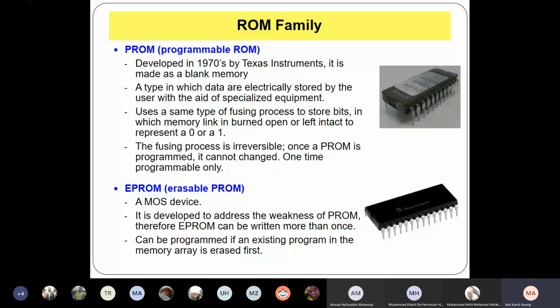It uses the same type of fusing process to store bits, in which memory links are burnt open or left intact to represent ones or zeros. The fusing process is irreversible. When it's burnt, basically you cut off the link, then you cannot reconnect. So once a PROM is programmed, it cannot change. It's one-time programmable only. So you cannot erase.